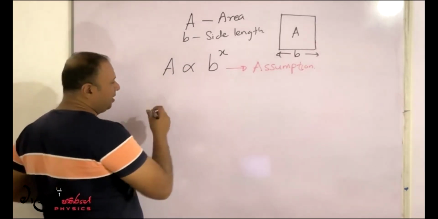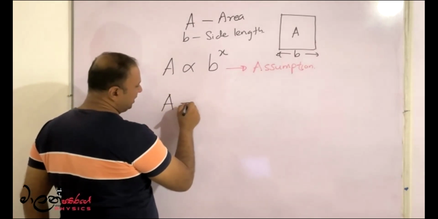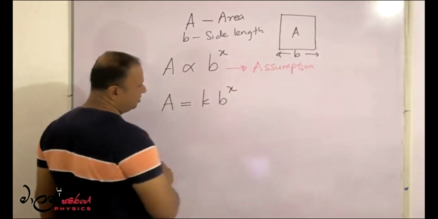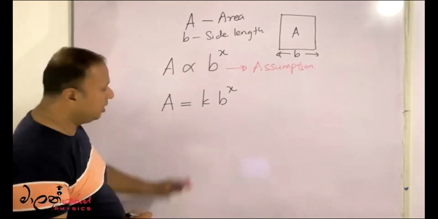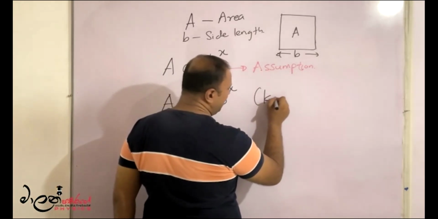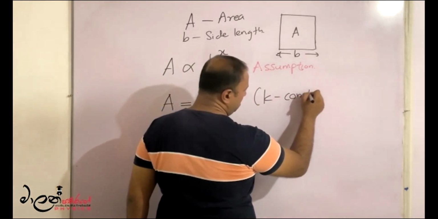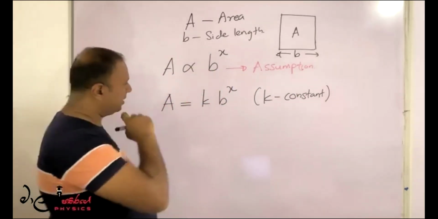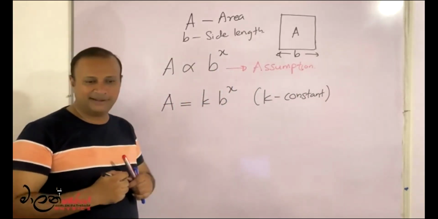A is equal to K b to the power x. K b^x. You have written. What is K? K is a constant. K is a constant.